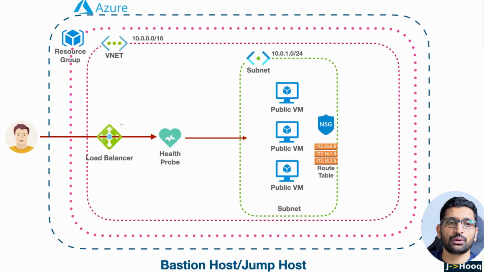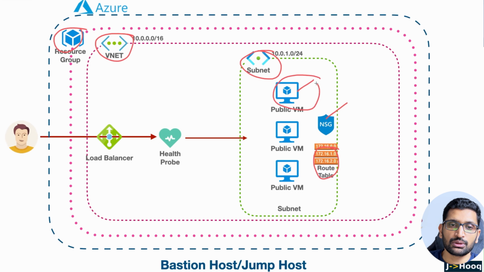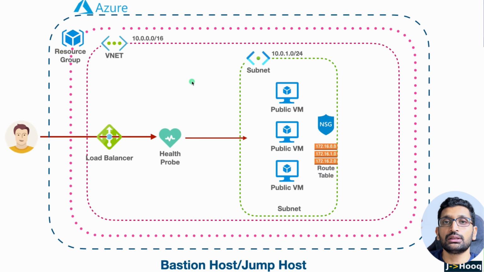Let's take a look again at this particular diagram. So now we have already created a resource group, a VNet, a subnet, and a route table. And the next thing which is remaining is the virtual machine and the network security group. So first of all, let's focus on the virtual machine, and then we are going to take a look at the network security group for those virtual machines. So let's take a look at how we can create the virtual machine.